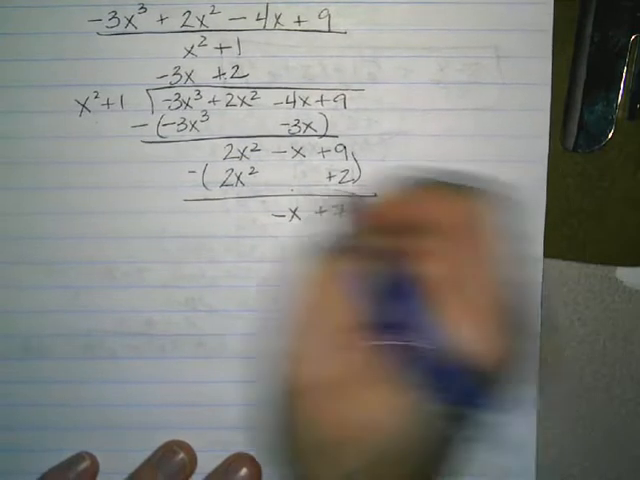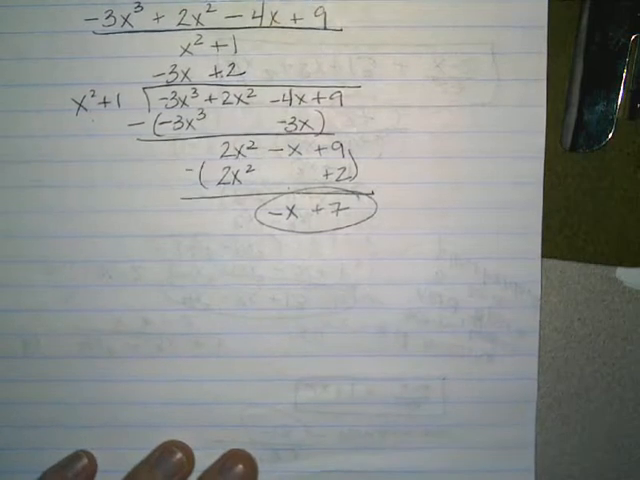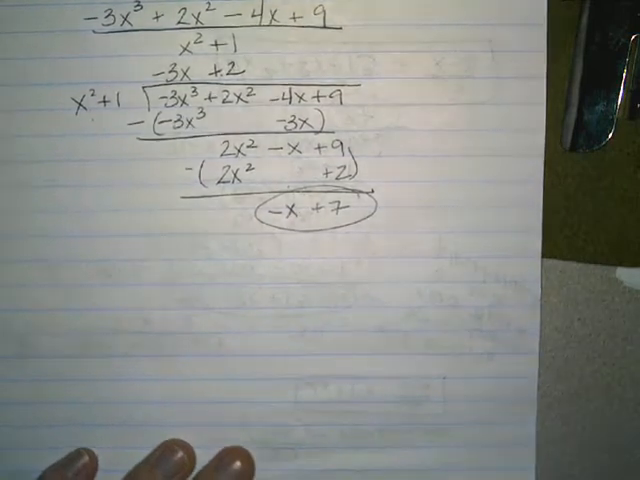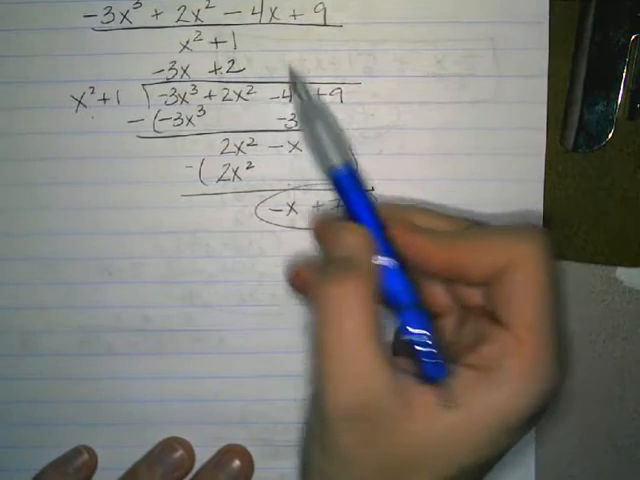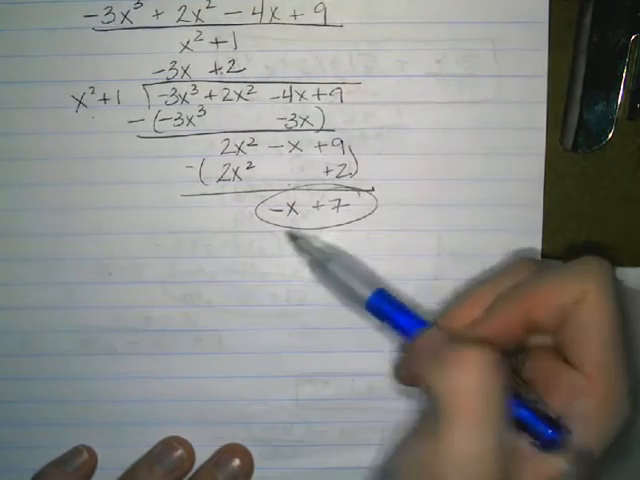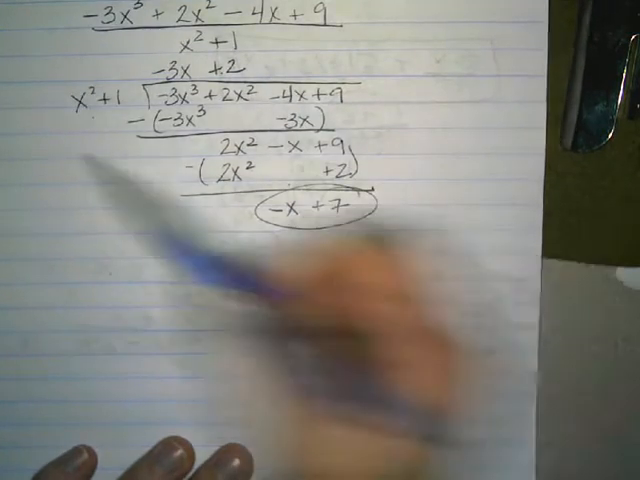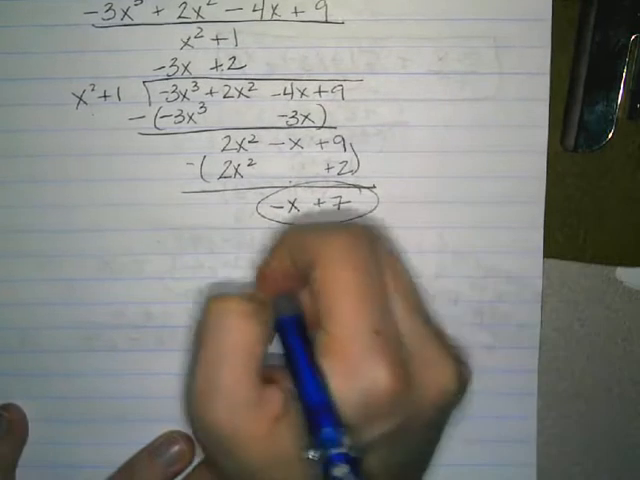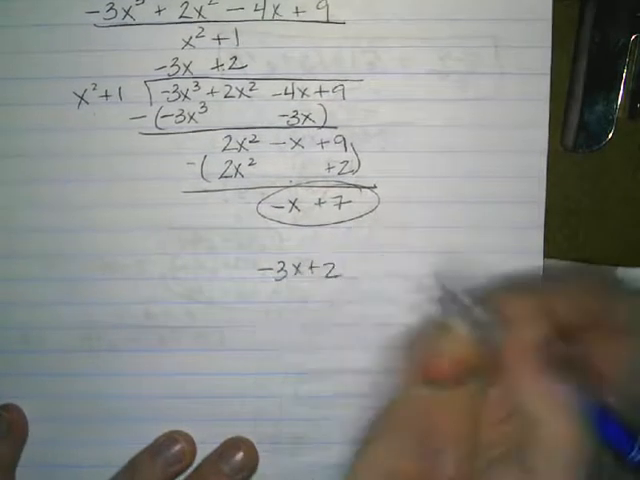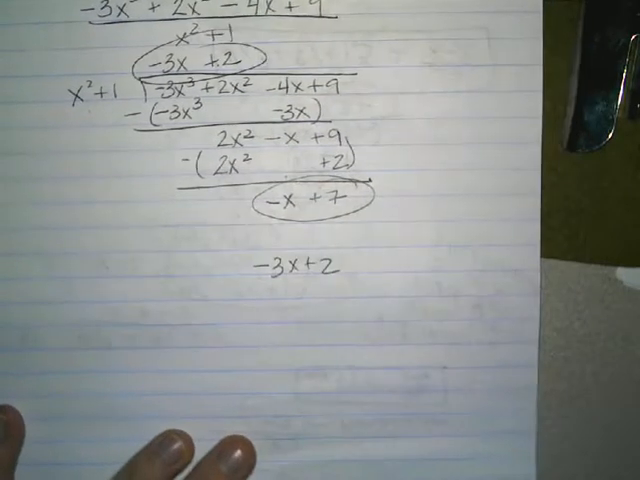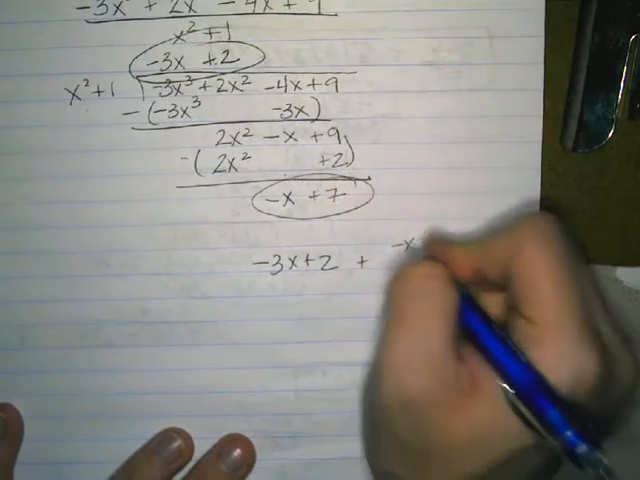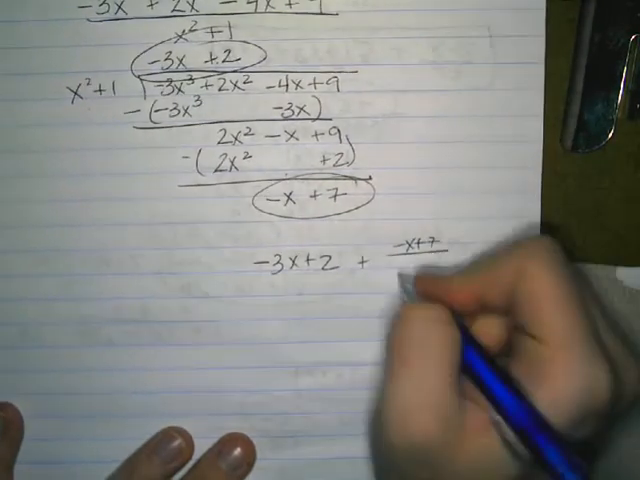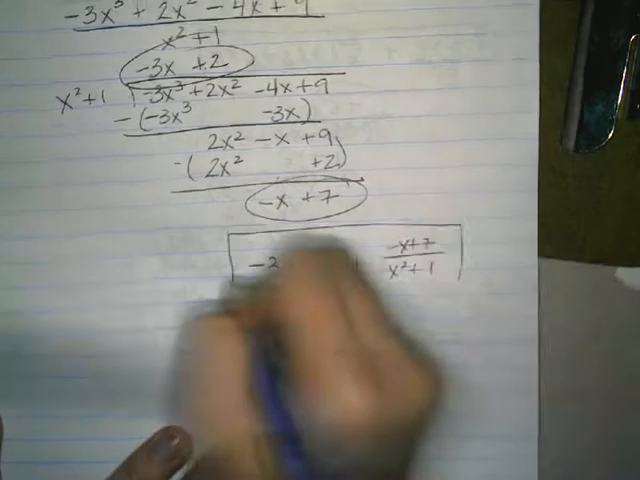So this expression now, instead of just being a number, it's an expression. That's okay, though. That is my remainder because I can't answer the question, what times x squared gives me negative x? So your answer, when you write it, would be negative 3x plus 2, which is your quotient up there at the top, plus your remainder, which is still being divided by x squared plus 1.